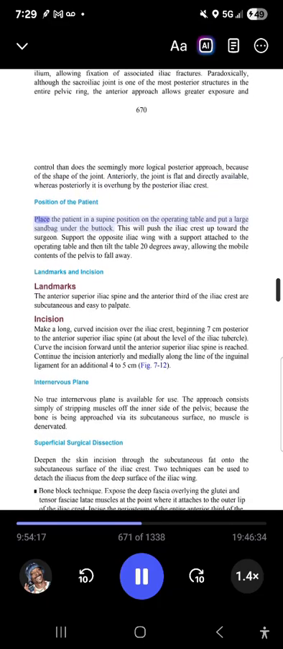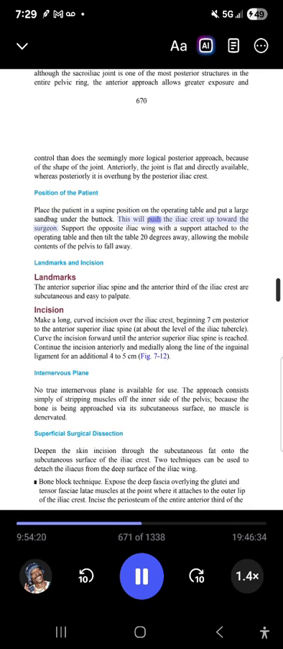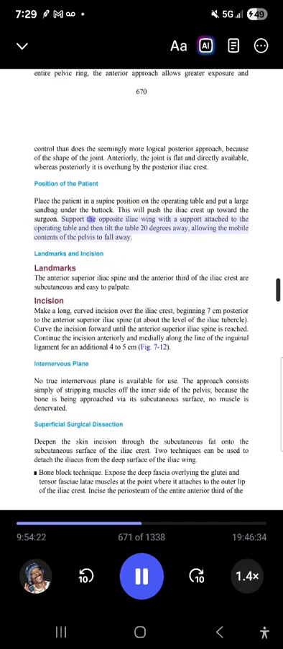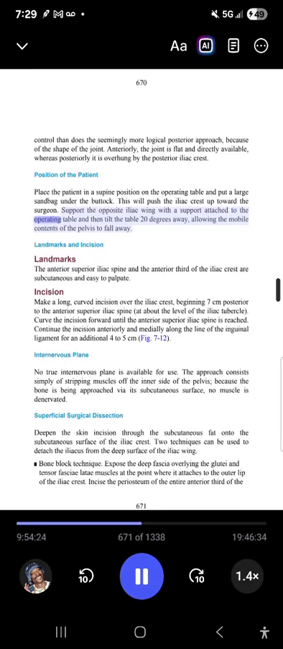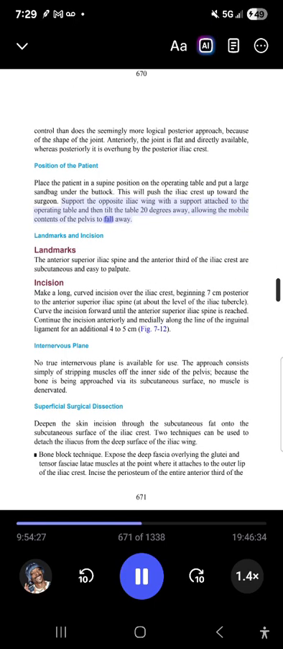Position of the patient. Place the patient in a supine position on the operating table and put a large sandbag under the buttock. This will push the iliac crest up toward the surgeon. Support the opposite iliac wing with a support attached to the operating table and then tilt the table 20 degrees away, allowing the mobile contents of the pelvis to fall away.